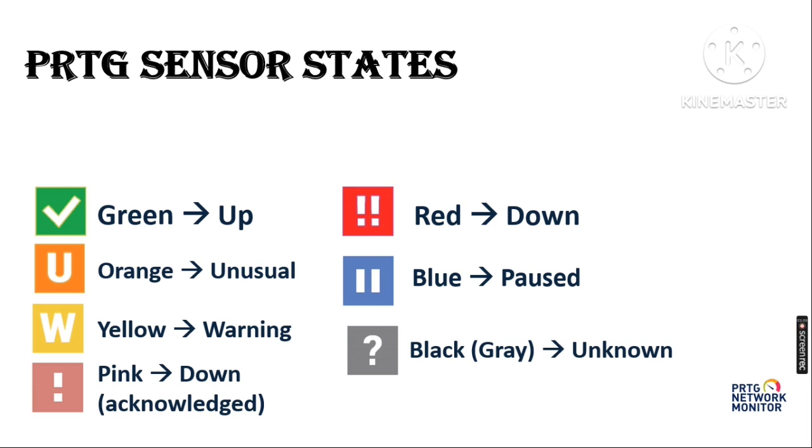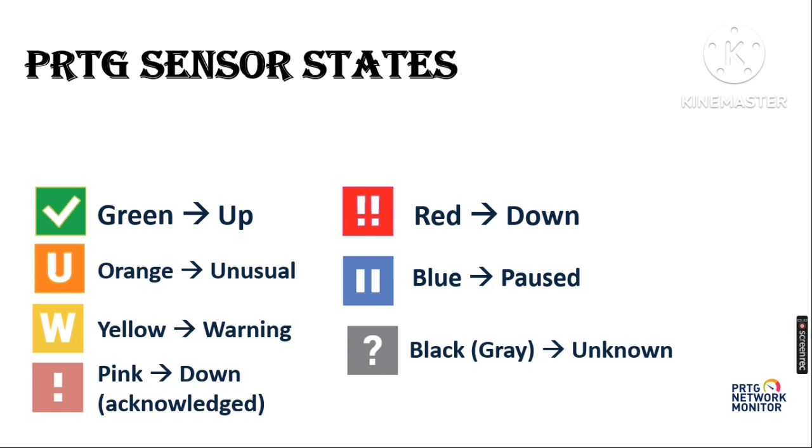The last one is black or gray, the unknown state. It means that PRTG is not able to gather the data from the target device. There could be a couple of reasons why PRTG is not able to gather the information. Any security device may be stopping or restricting PRTG from doing that. Maybe your antivirus or your gateway firewall would be in the picture. Those security devices may restrict PRTG from gathering the data. So being an administrator, you have to check if there are any restrictions or any port blocking or any traffic blocking happening for the PRTG.